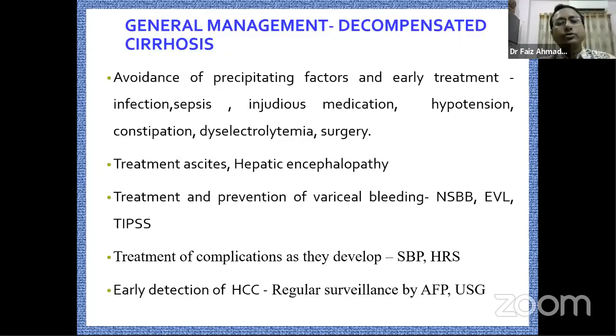এগুলোর ব্যাপারে careful থাকতে হবে. So, avoidance of these specific factors. এবং এই ধরনের কোন condition যদি দেখা যায়, তাহলে দ্রুত সেটা treatment করতে হবে. যেমন infection এর দ্রুত treatment করতে হবে. Shock হলে shock এর management দ্রুত করতে হবে. Constipation টা avoid করতে হবে. Surgery যদি essential না হয় সেটা avoid করতে হবে. এগুলোকে মাথায় রাখতে হবে.